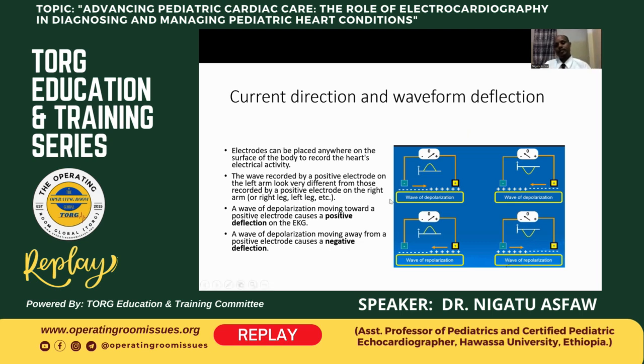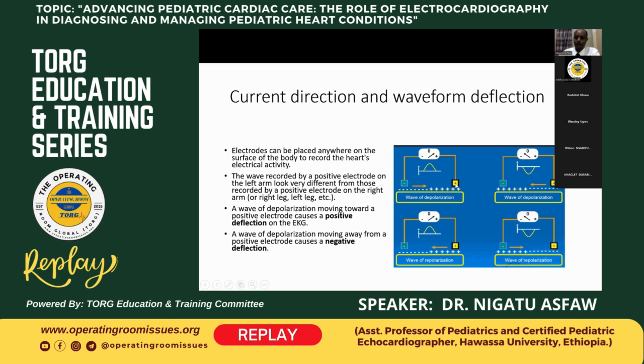So if there is a wave of depolarization toward the positive electrode or positive electrode pad on the chest, that will be deflected as a positive wave or upward on the ECG. And if the wave of depolarization is towards the negative electrode, that will give us a downward deflection or downward wave on ECG leads.